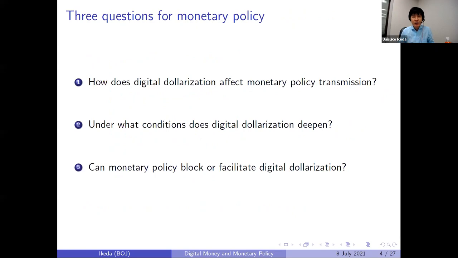Okay. I consider three specific questions. The first, how does digital dollarization affect monetary policy transmission? If firms and households start using digital money pegged to a foreign currency as a unit of account, as an invoice currency, then what is the effect on domestic monetary policy? Second, under what conditions does digital dollarization deepen? The third question is, can the central bank block or facilitate digital dollarization? So these are three questions I'd like to address in this paper.